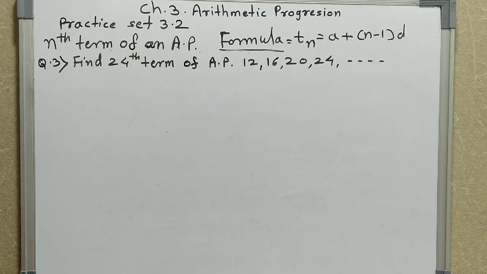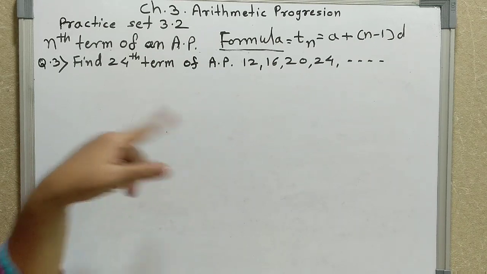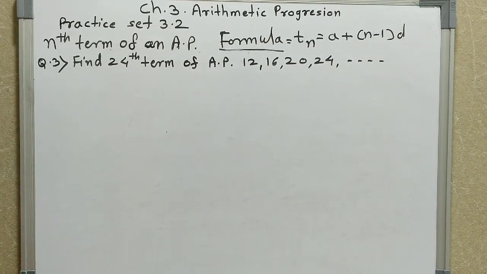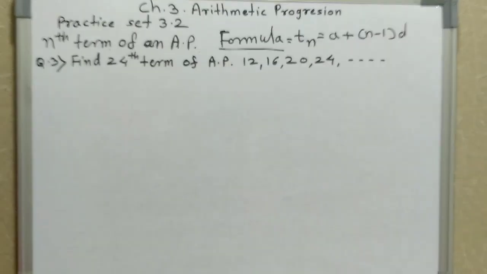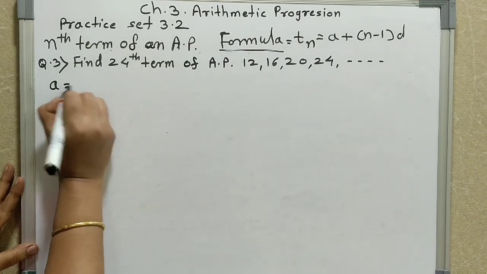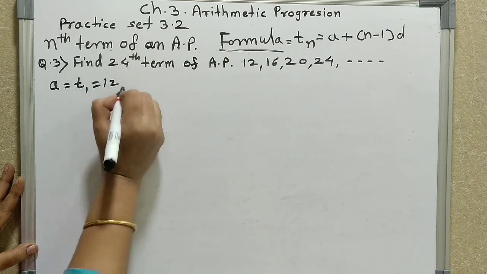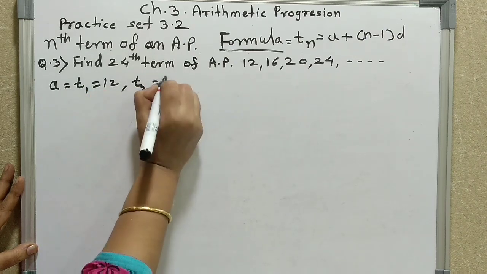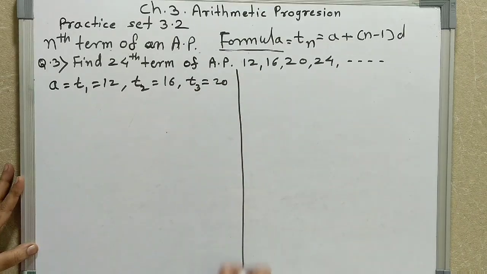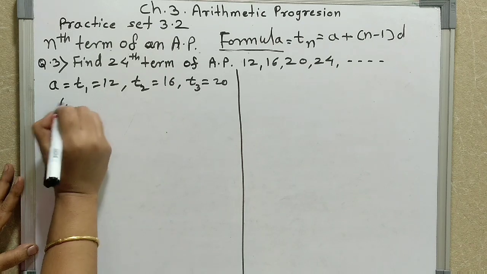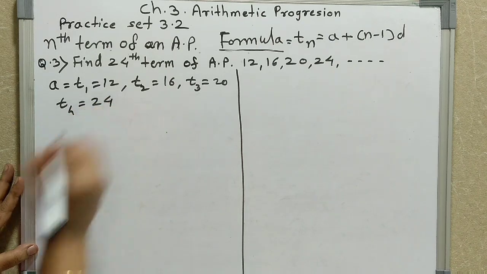Next question, question number 3. Find the 24th term of the AP. The sequence given is 12, 16, 20, 24. In this sequence, first we find out A, and then the difference D, and put these values in the nth term formula. So here A is equal to T1 is equal to 12, then T2 is equal to 16, T3 is equal to 20, T4 is equal to 24.